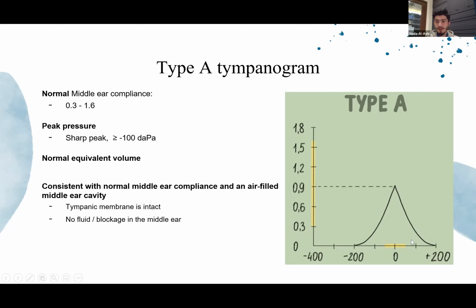And we've just got our tympanogram here, which just shows a type A. So middle ear compliance here is 0.9, which is normal. And our peak pressure is around 0, and that is normal as well. So type A tympanogram. Now with the type A tympanogram, we also have two subtypes. So a type AD and an AS, and I'm just going to go through what those mean.